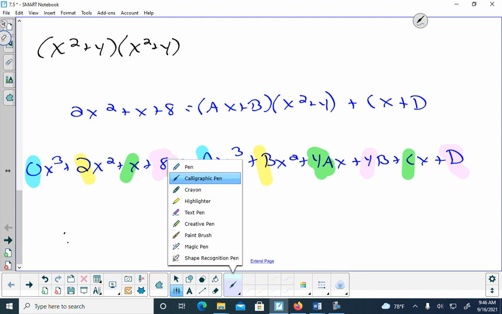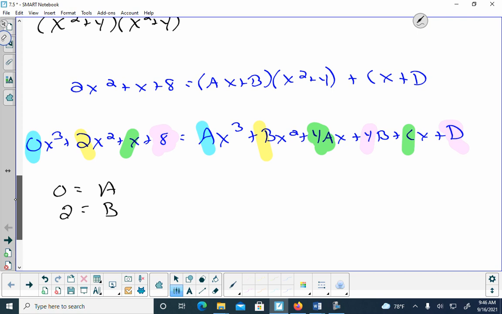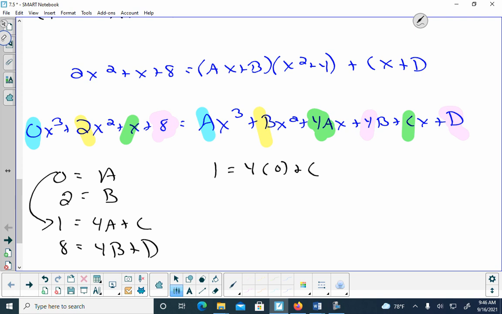All right, so I'm going to have 0 is equal to a. 2 is equal to b. Then 1 is equal to 4a plus c. And then 8 is equal to 4b plus d. So now I'm going to substitute this 0 in here. I'm going to have 1 is equal to 4 times 0 plus c, so c is going to end up equaling 1. And then b is 2, so I'm going to have 8 is equal to 4 times 2 plus d. So d is equal to 0.